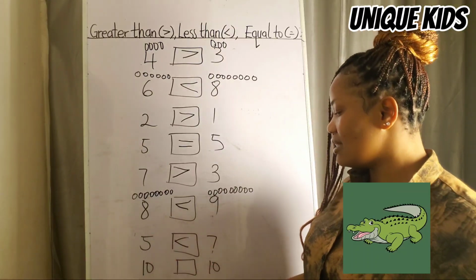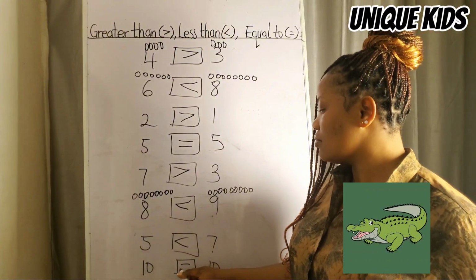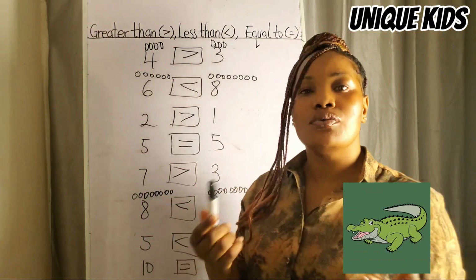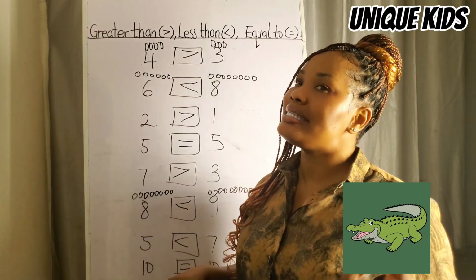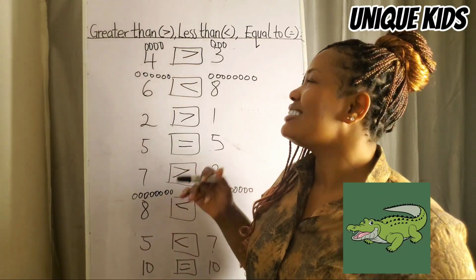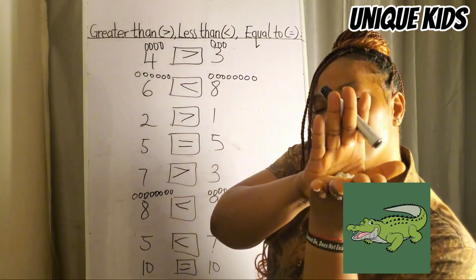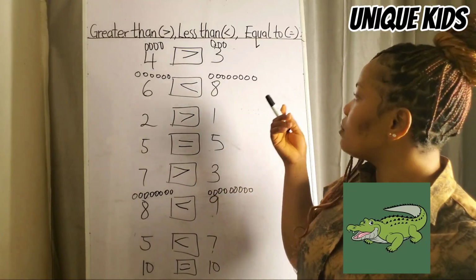We have 10, 10. Yes, it's the same. You use your equal to. Okay, so in case you are confused, you don't know if it's greater than or less than, how do I write it? Please don't stress yourself. Just use the gator. Alligator swallows the bigger number and the tail points at the smaller number.